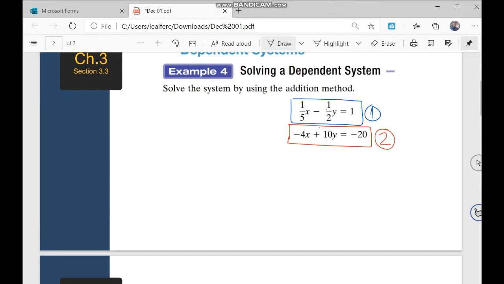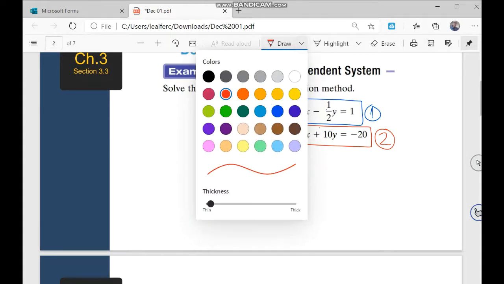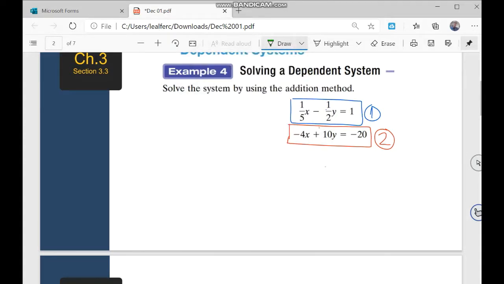Step number 3, find a number that will allow you to eliminate one of the variables. The first thing you have to decide is which variable you want to eliminate. On this system, I usually prefer to eliminate y, because then I find x. If it's the easiest way, then eliminate y. I usually start thinking about y.